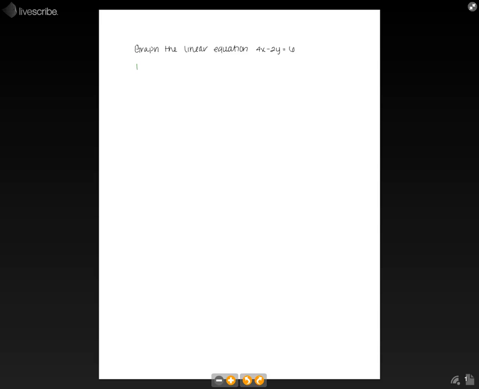Alright, so the first step whenever we're graphing an equation is to put it in the proper form. So we're going to put this in what's called slope-intercept form, or y equals mx plus b form. Alright, so to do that, basically we just want to solve for y.